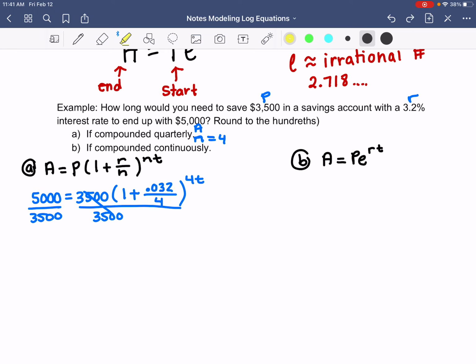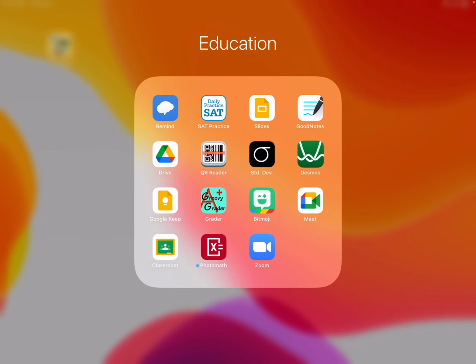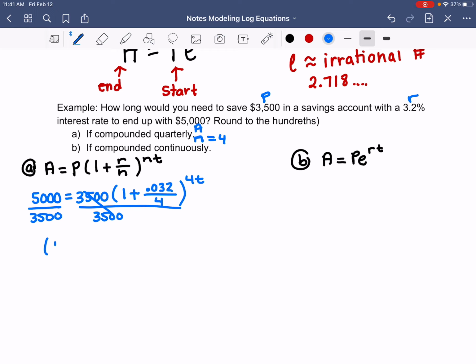I think I'm going to leave that part kind of as a fraction, but I'm going to do 1 plus 0.032 divided by 4. So I get 1.008 to the power of 4t. So this piece right here is this, and then I'm going to go ahead and simplify this, but I switched sides, so I'm going to write it over here.